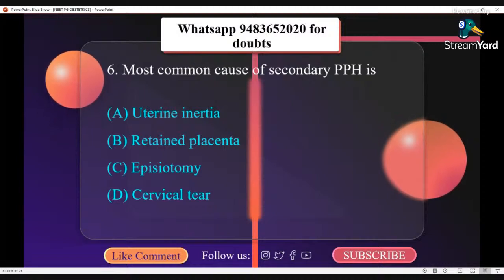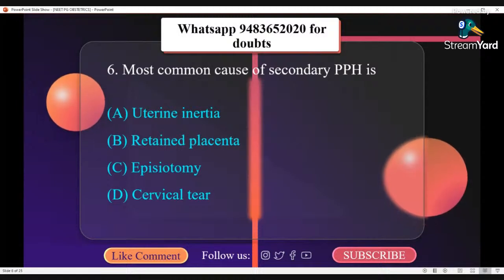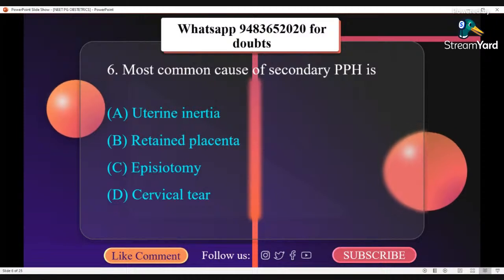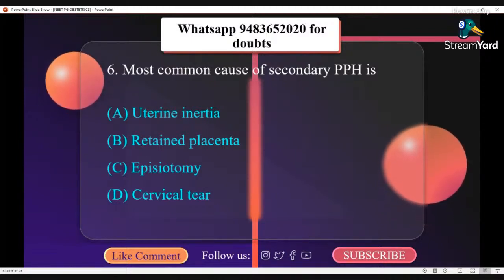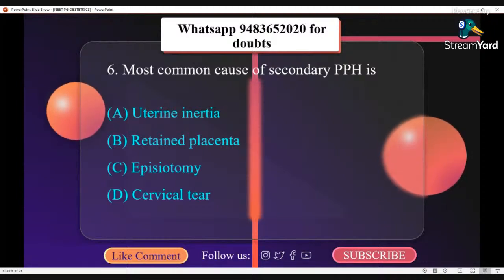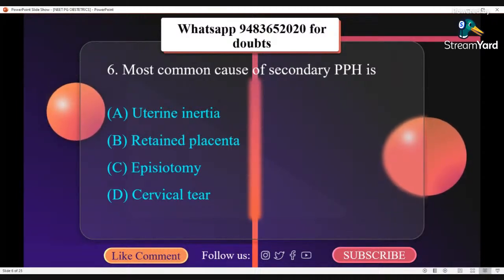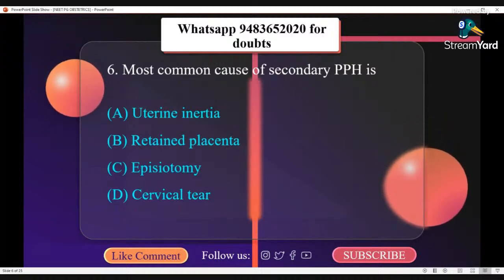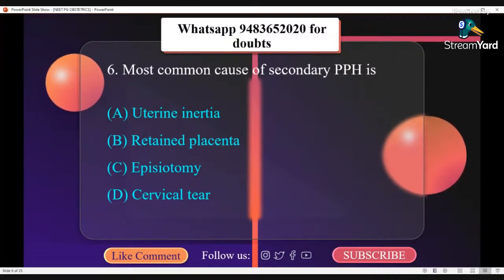Other causes are infection and separation of a slough over the deep cervico-vaginal laceration. Suppose there is a deep cervico-vaginal laceration. When there is an infection and separation of slough over it, it leads to the secondary PPH. Other causes are endometritis, subinvolution of placenta. So most common cause of secondary PPH is B, retained placenta.